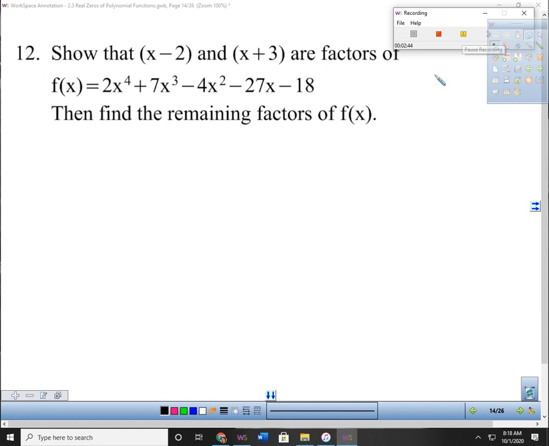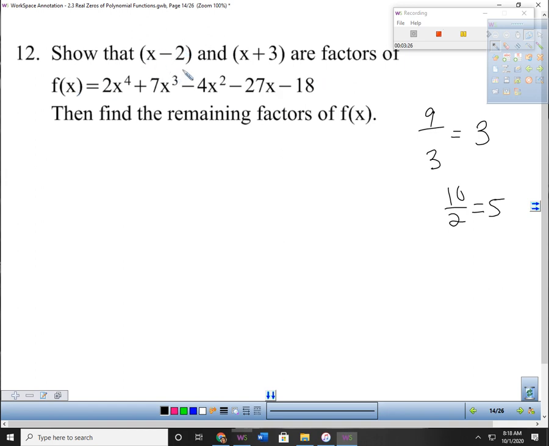All right, on number 12, we're going to show that x minus 2 and x plus 3 are factors of that great big polynomial. And the way I can do that is I know that something's a factor if it will divide evenly into something. So for instance, I know that 3 is a factor of 9 because 9 divided by 3 comes out to be an integer, right? Or I know that 2 is a factor of 10 because 10 divided by 2 is 5, right? So if something divides evenly, then I know that it's a factor of that polynomial.